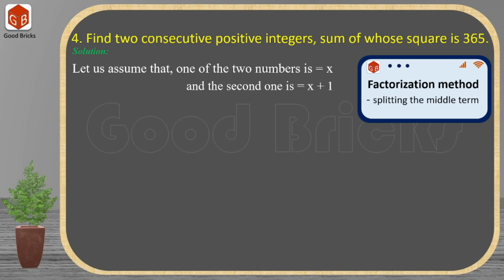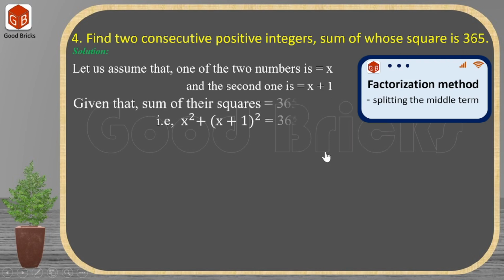Next, they give the condition that the sum of whose squares is 365. It means the square of this number, that is x square, and the square of the next number, that is x plus 1 whole square. When you add these squares, you will get 365. So that is what we are going to write now. So this is the square of the first number, this is the square of the second number, and we are putting a plus symbol because they said sum.